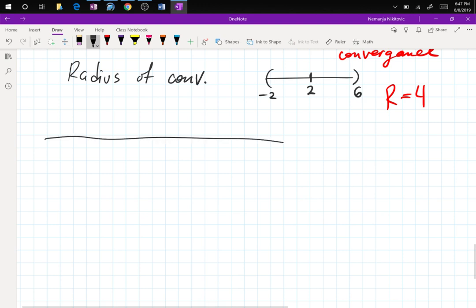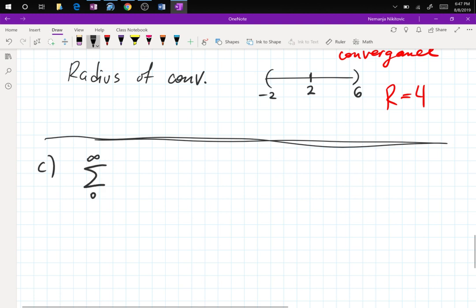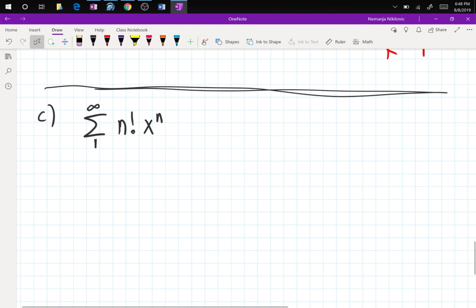And now we have the third example, part C. This one is the summation from 0 to infinity of n factorial times x to the n. Oh, so it starts at 1. It starts at 1. Okay. We do the ratio test right away. That's how we look for the radius of convergence. Your a n is n factorial x to the n. Your a n plus 1 is going to increase every n by 1, so (n plus 1) factorial times x to the n plus 1.